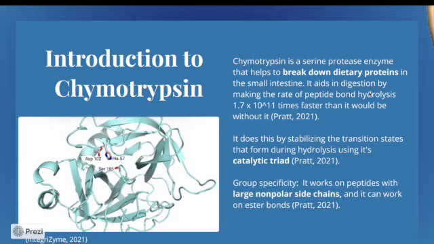So specifically, it speeds up digestion by making the rate of peptide bond hydrolysis 1.7 times 10 to the 11 times faster than it would have been without the chymotrypsin. So it does this by stabilizing the transition states that form during hydrolysis using its special catalytic triad, which is aspartic acid, histidine, and serine.